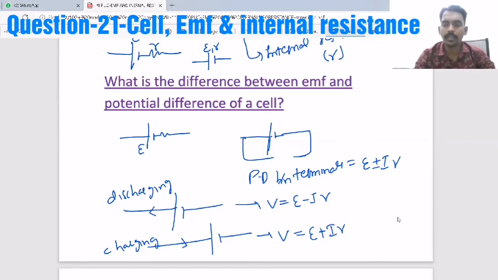Whenever we are dealing with cells and multiple cells connected in a circuit, we need to apply those Kirchhoff's laws, like Kirchhoff's junction law and Kirchhoff's voltage loop law. So that application is also important in solving numericals based on cells and multiple cells in a circuit.